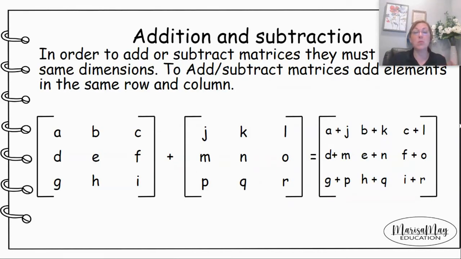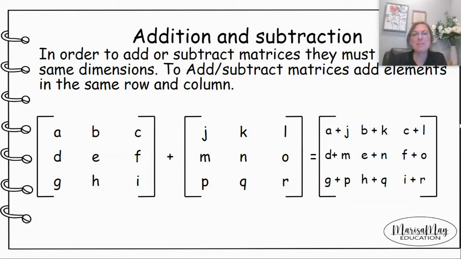First rule of thumb is before you can add or subtract matrices, you have to make sure they have the same dimensions. So if one matrix has 2 rows, the other matrix has to also have 2 rows in order for you to be able to add them, because you're going to be adding corresponding elements. That means if that element is in the top right, it's going to be added to the other element in the other matrix that is in the top right.